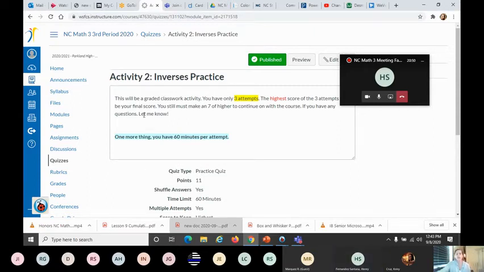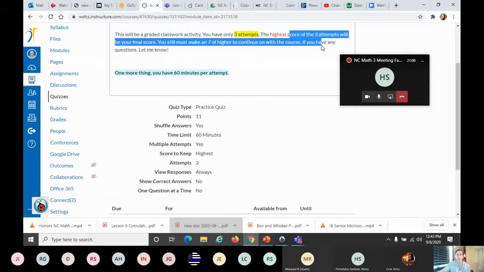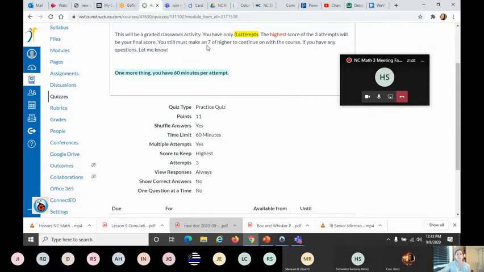Okay. For this inverses practice, this is going to be like a practice quiz. I want you to try really hard on this. You only have 3 attempts. The highest score of your 3 attempts will be your final score, and you have to make a 7 or higher to continue on to the next one. I think I didn't actually set that, but please try to make a 7 or higher. If you struggle with it, save it for a little bit.